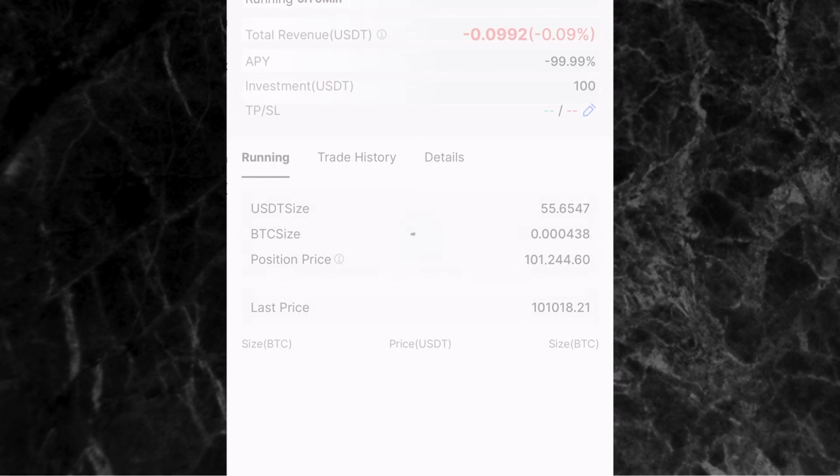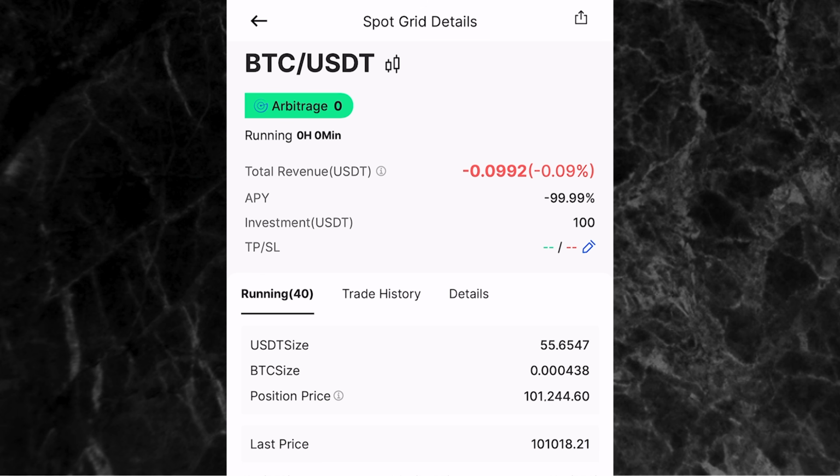So if you click on it right there, this is where you can see all of the details of the trading bot. You'll be able to monitor how much you are making, how much you are losing, and all the trades the trading bot is taking for you. You can see where it says running, and it says 40.